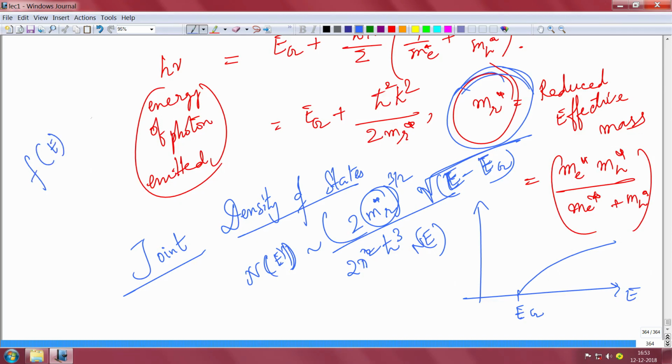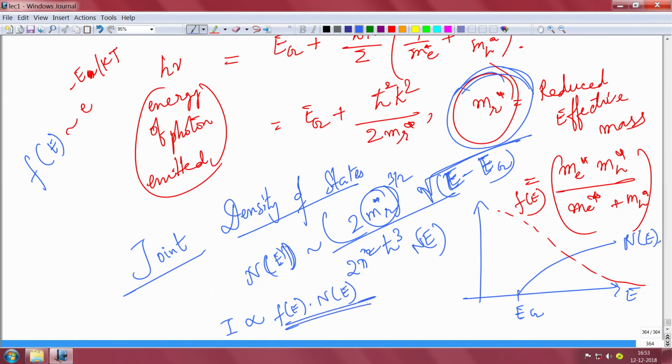If you remember, the Fermi function is a probability, and it goes as e to the power minus E by kT. So the Fermi function comes something like this. This is your Fermi function and this is your density of states. It so happens that the light emission because of electron hole recombination is proportional to the Fermi function times the density of states function.